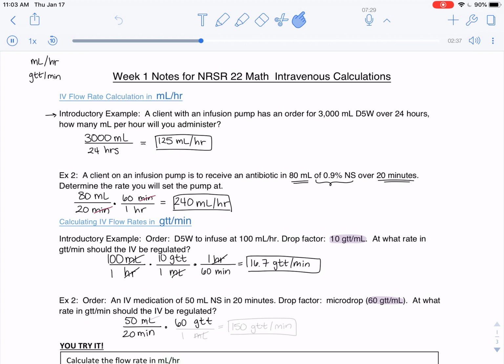Our second example is 50 milliliters for every 20 minutes with a drop factor of 60 drops per every 1 milliliter. And we want our answer in drops per minute, so this one's straightforward. We end up with 150 drops per minute.